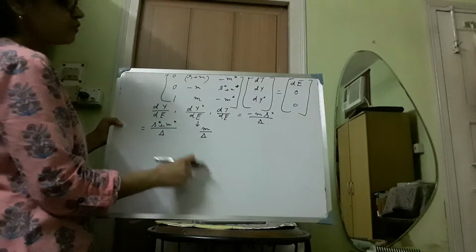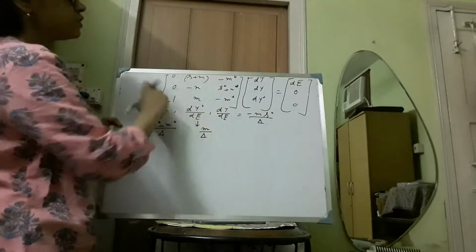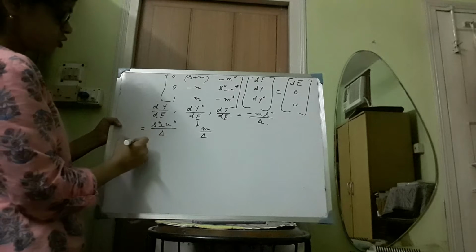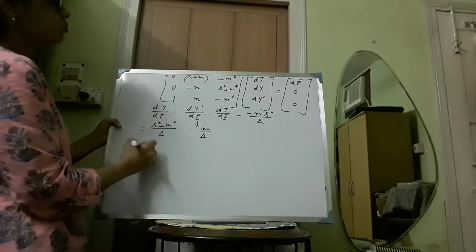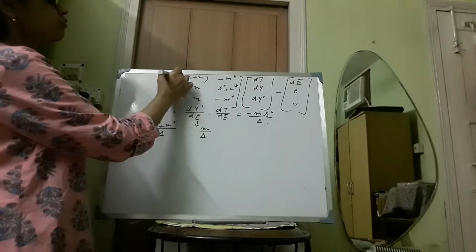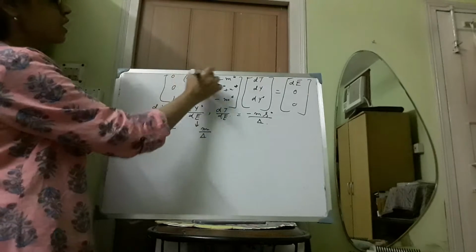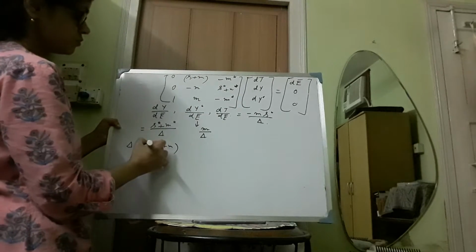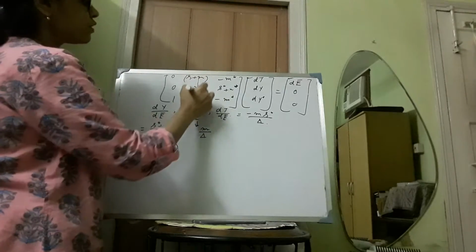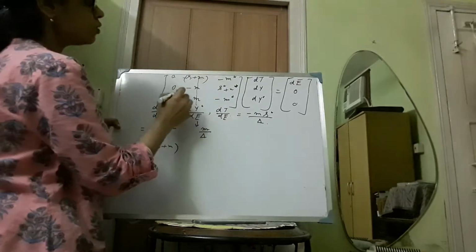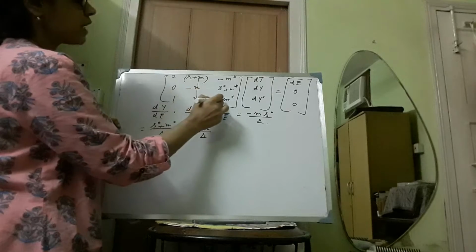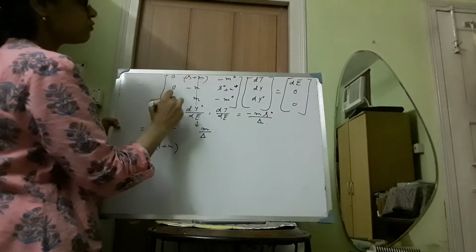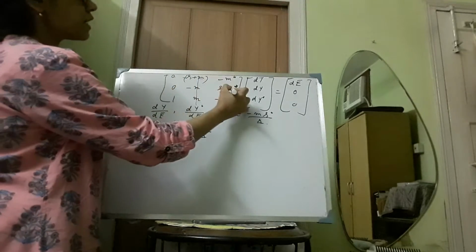Now what is the value of delta? Delta is the determinant of this matrix. Now let's solve for the value of delta. Delta is equal to, so the first term will become 0, then we have to start from the second term, so minus (S + M). So we have to ignore this column and this row, and then 0 into minus M* will become 0, and then we will have minus (S* + M*).